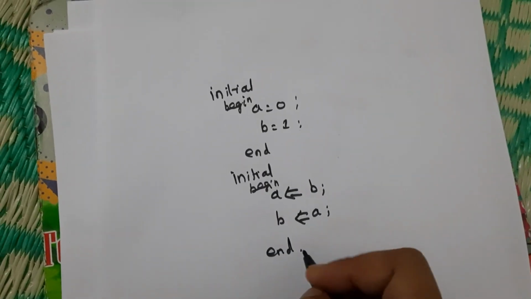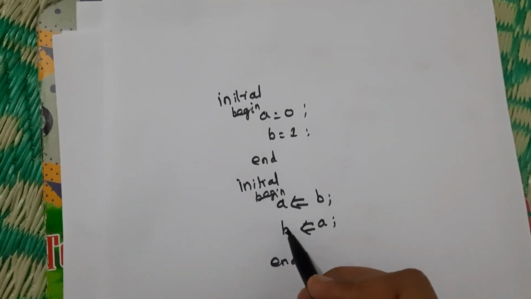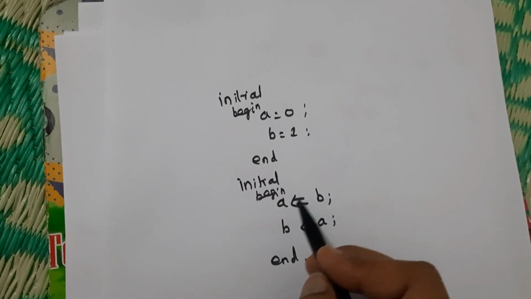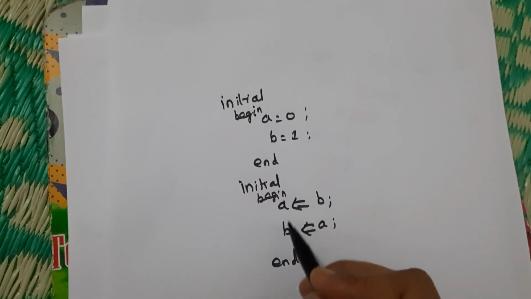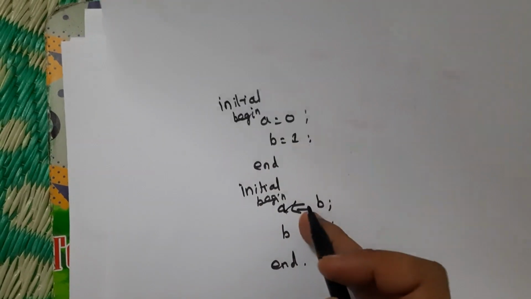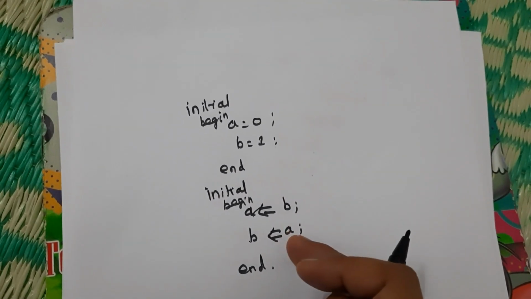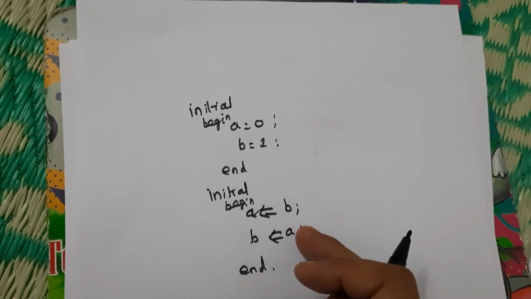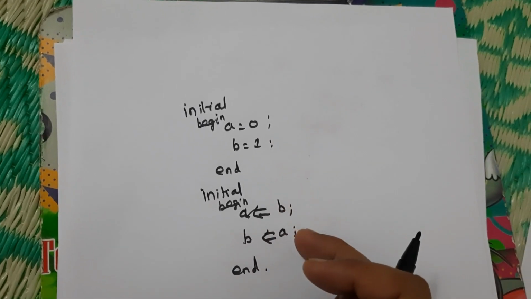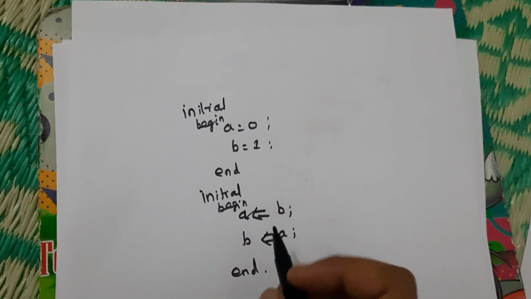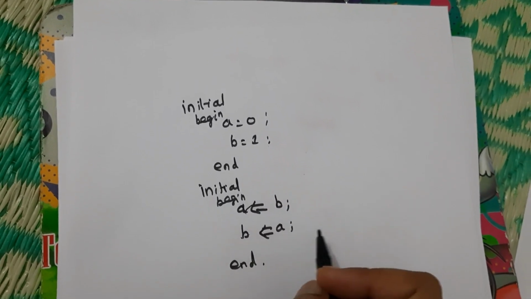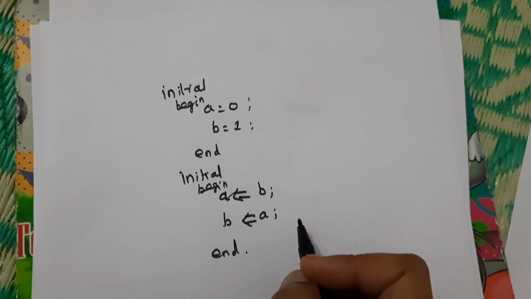So now A and B get the value at a time, that is A becomes 0 and A becomes 1 and B becomes 0 at the same time. So without the order, it can perform concurrently. So this is the difference between blocking and non-blocking assignment.